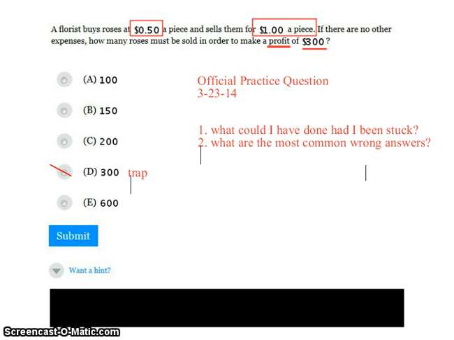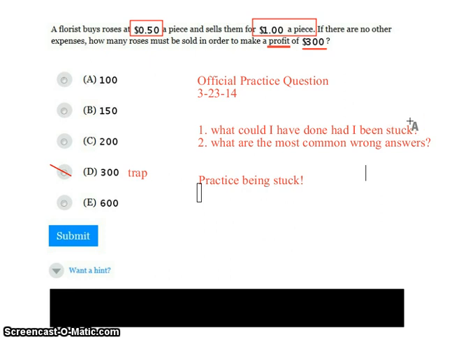Okay, well, this leads us nicely into question 1. What could I have done if I'd been stuck? Again, pretending you're stuck. One of my favorite mantras is, practice being stuck. Because if you don't practice being stuck, then when you do get stuck, it's going to be panic time. But if you practice it, even on questions that aren't that hard, then when you do get stuck, you're going to automatically go into plan B. You're going to have stuff that you can do. You're not going to panic, and you're going to do better. So again, practice being stuck, even on questions that aren't that hard.